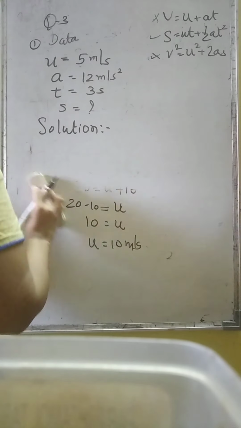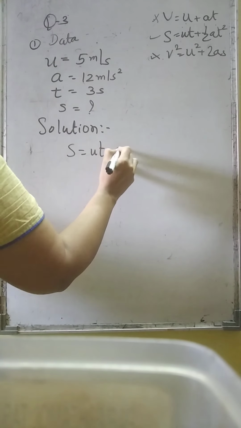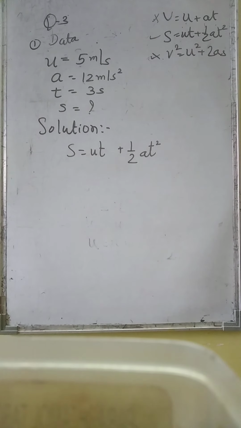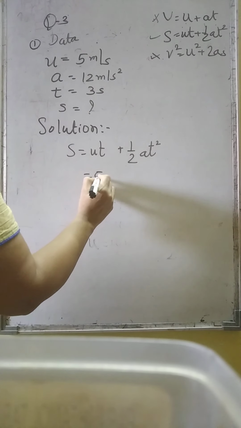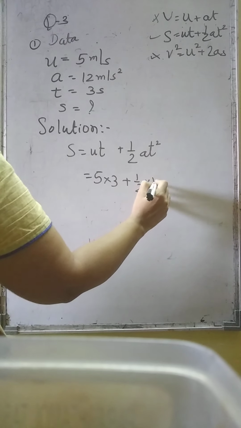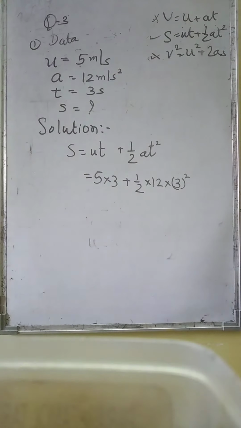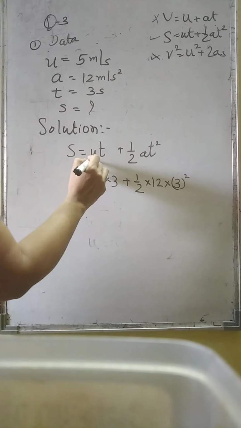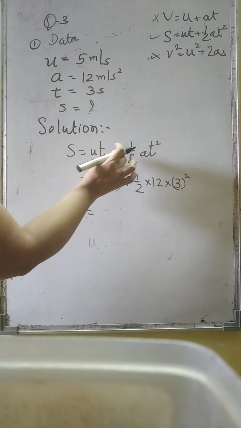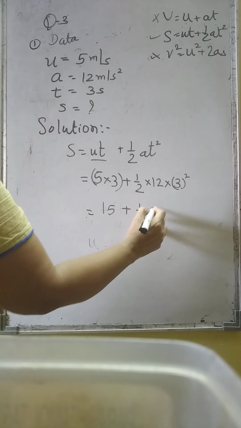So this is how you are going to decide the formula. Okay, so s is equal to ut plus half at square. So it is 5 into 3 plus half into a is 12 into 3 का square. Correct? Children, this ut is one part. You are going to do a separate calculation of it. Okay, ut and then plus this part. So 15 plus half into 12.